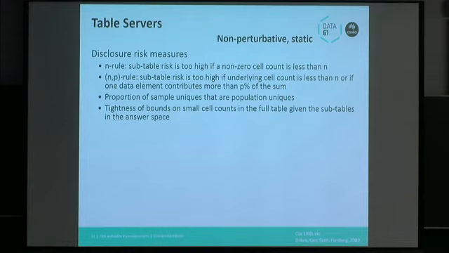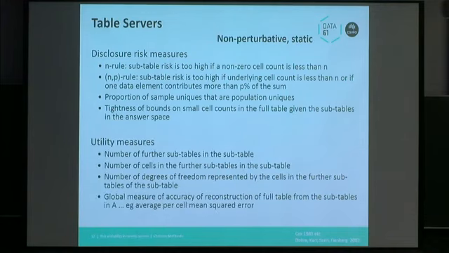Small cells, cells with dominant contributors, sample uniques. And imagining that you solve the linear equations implied by the subtables, the release subtables, then how close can you reconstruct the original table? That one's probably, I think, the most realistic. The others are more proxy measures, actually.